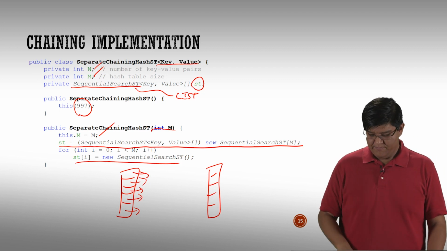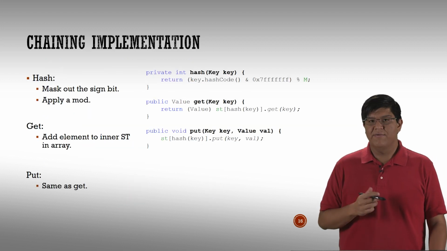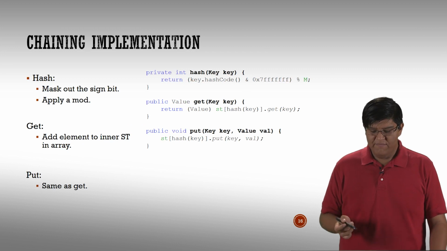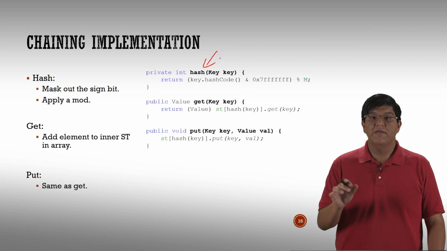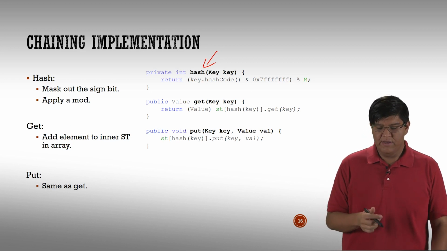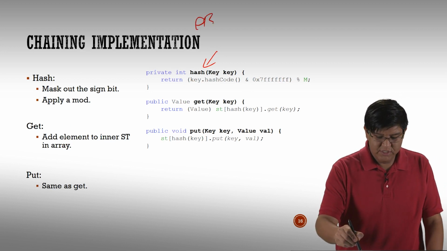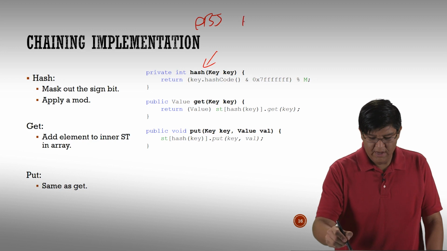Let's see what else we got. Now we get to a little more complicated things. First thing we have is hash. And hash basically does the finishing touches for a hash code. So we said that we go from an object to a hash.